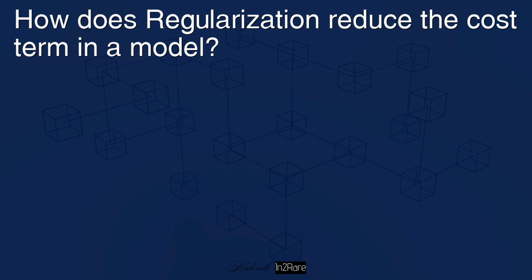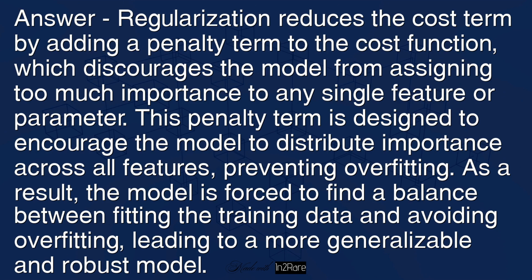How does regularization reduce the cost term in a model? Answer: regularization reduces the cost term by adding a penalty term to the cost function, which discourages the model from assigning too much importance to any single feature or parameter. This penalty term is designed to encourage the model to distribute importance across all features, preventing overfitting. As a result, the model is forced to find a balance between fitting the training data and avoiding overfitting, leading to a more generalizable and robust model.